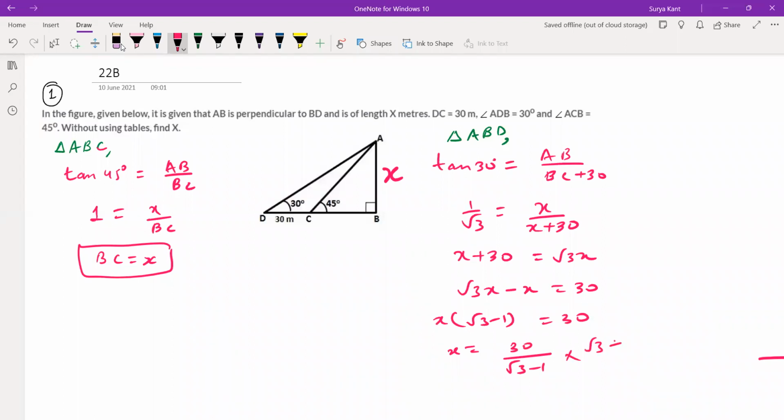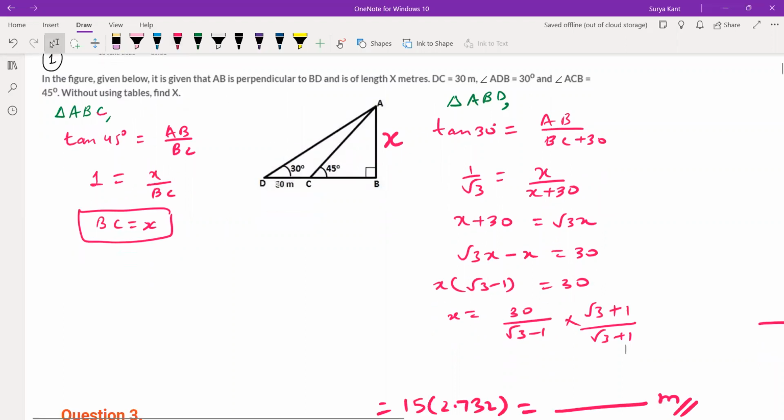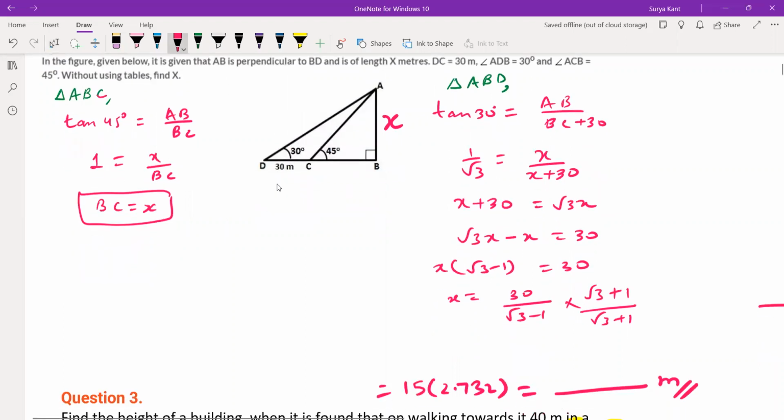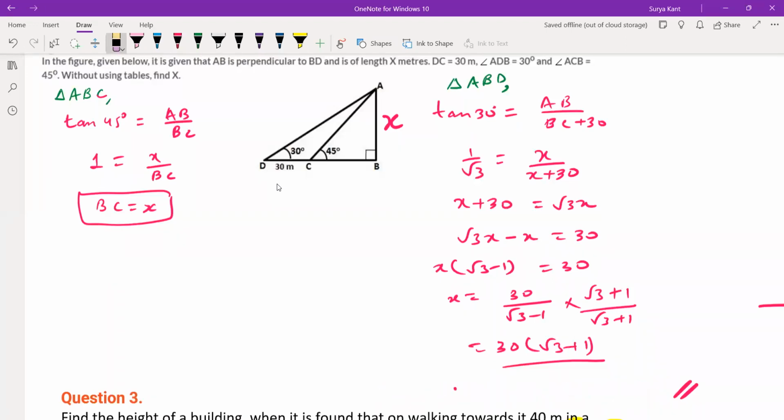How much time are you taking? I don't know. Solving two equations, you want so much time. So 30 into root 3 plus 1 divided by 2. So you get 15 into root 3 plus 1. That's it. See, 30 into root 3 plus 1 divided by 2. So what is the answer? 15 into root 3 plus 1.